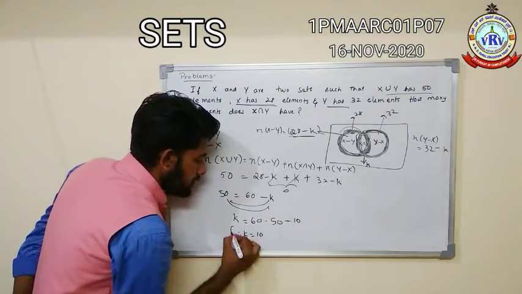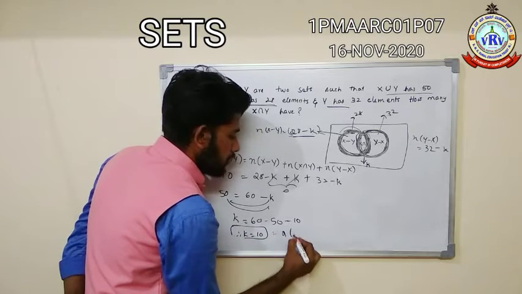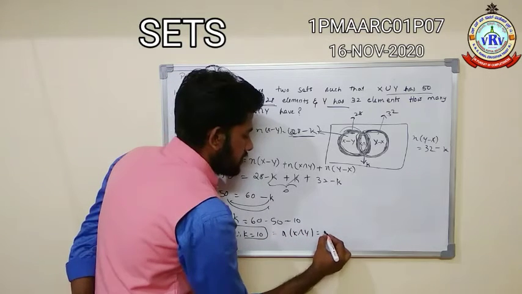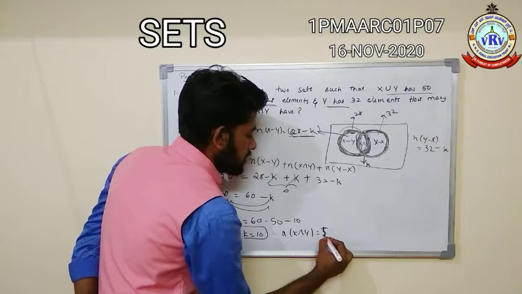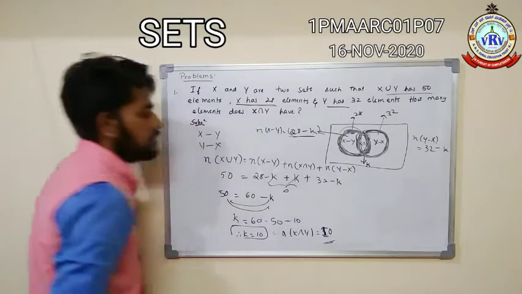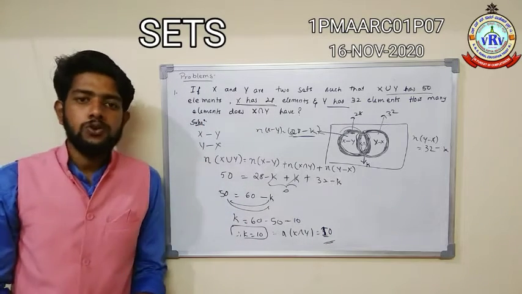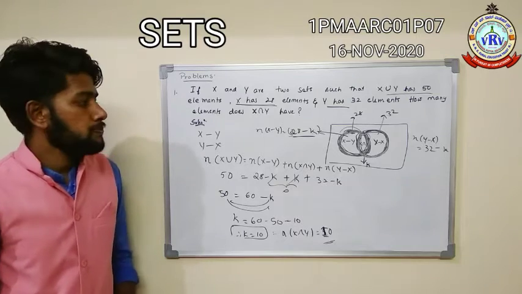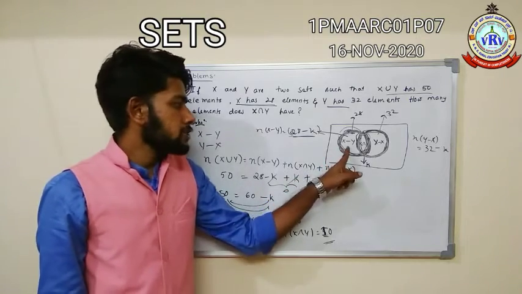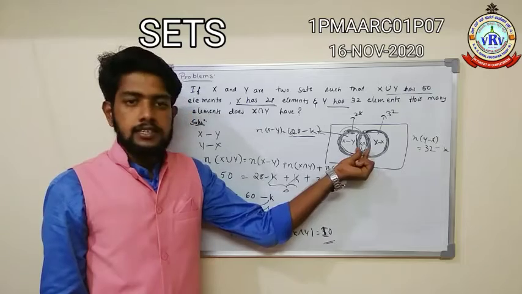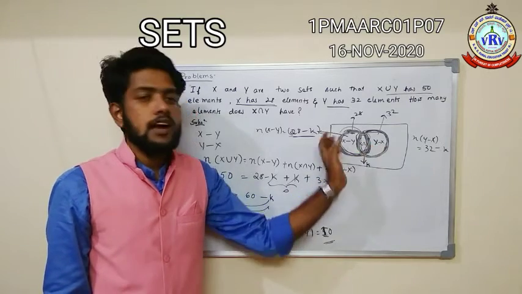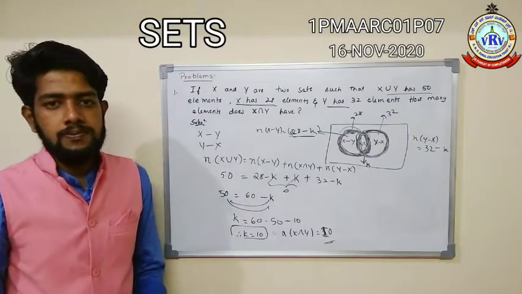After rearranging, I am getting k is equal to 60 minus 50, which is equal to 10. Therefore the number of elements in the intersection is equal to 10. In this way also we can solve this problem. For that we should know x minus y, x intersection y and y minus x are three disjoint sets.